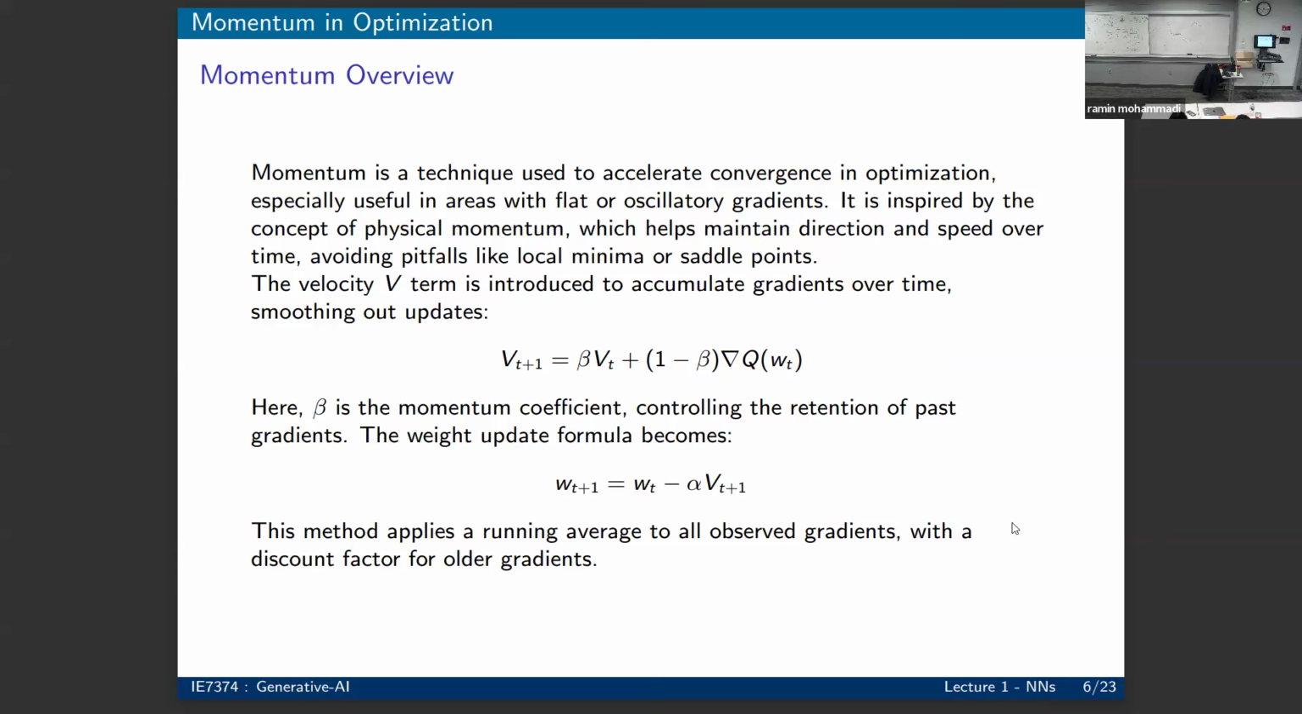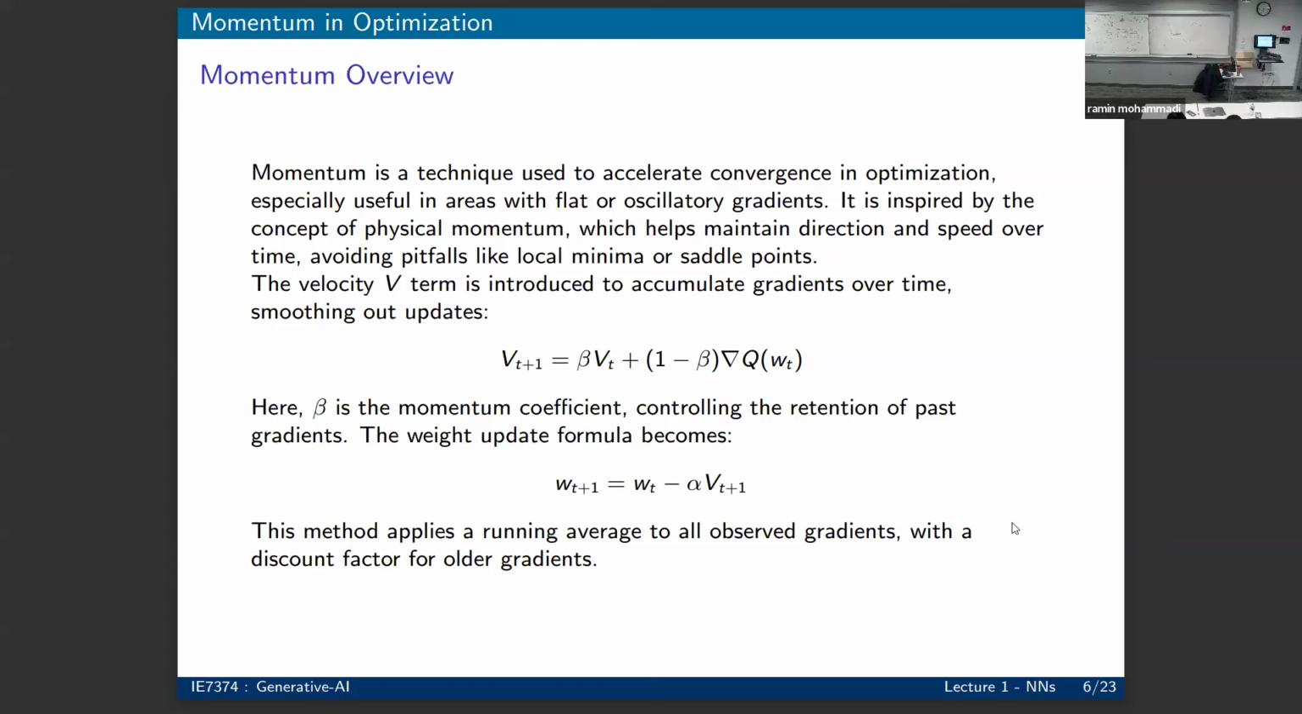Beta is a parameter you choose for your momentum, like a hyperparameter. BT is the accumulated gradients from previous steps, plus 1 minus beta times the current gradient. So you decide how important beta is. If you make your beta larger, you give more importance to the previous gradients, the accumulation. If you make beta smaller, you give more importance to your current gradient.